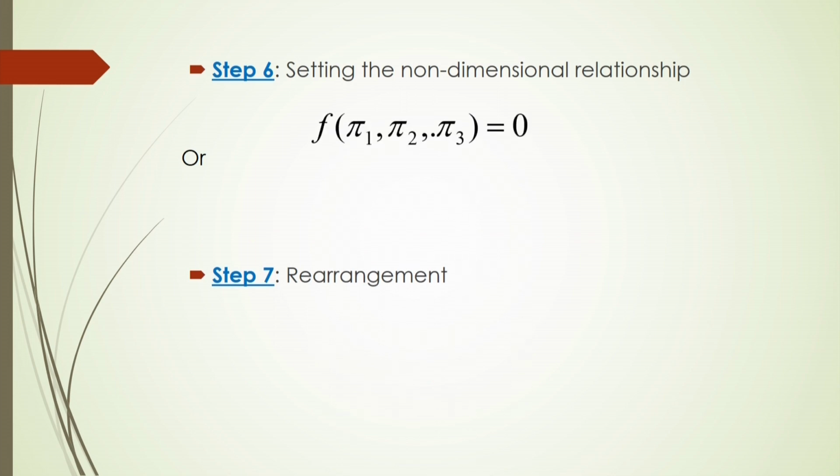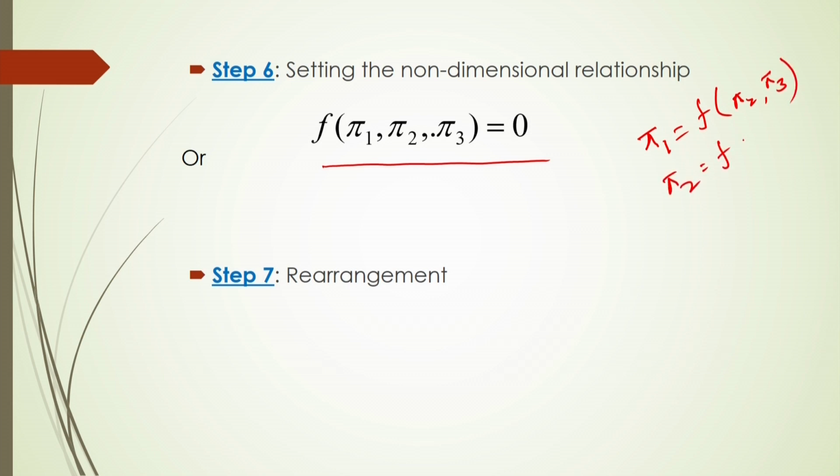After that, what you have to do? You have to set the non-dimensional relationship as f function of phi 1, phi 2, phi 3 equals 0. Now, you can make phi 1 equal to a function of phi 2 comma phi 3, or you can make phi 2 a function of phi 3 comma phi 1. Similarly, phi 3 will be equal to a function of phi 1, phi 2. So, in this way also you can make a functionality here.